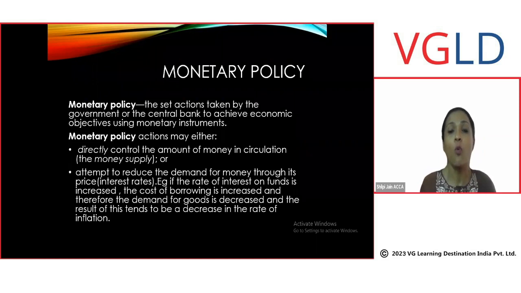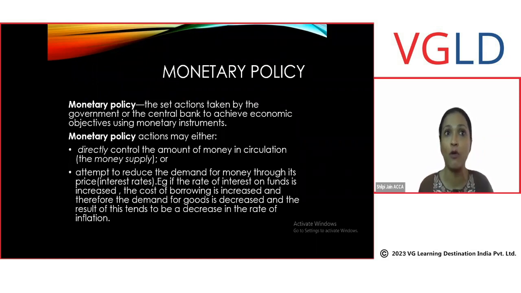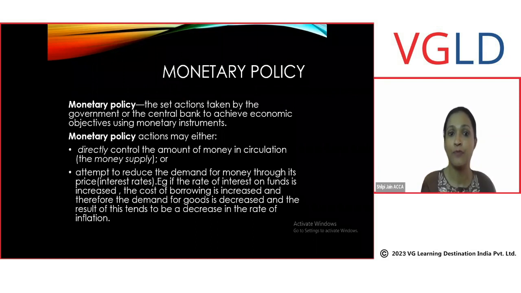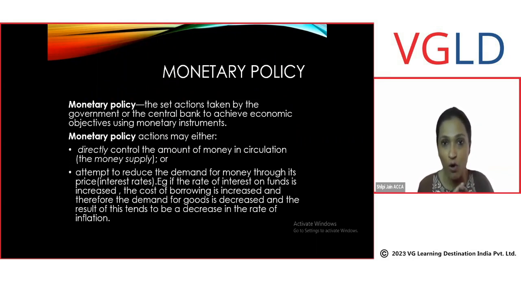Simple example here. What happens when the rate of interest on the funds that you're borrowing from the bank actually increases? What is going to happen to your demand? If the banks are charging a higher rate of interest on the loans that you're taking, the overall demand is going to decline, right? Because our total cost as a consumer is going to increase. So that is how the government is playing around with the demand and supply of the money via the use of the monetary instruments like the circulation of money as well as the rate of interest being charged, right?